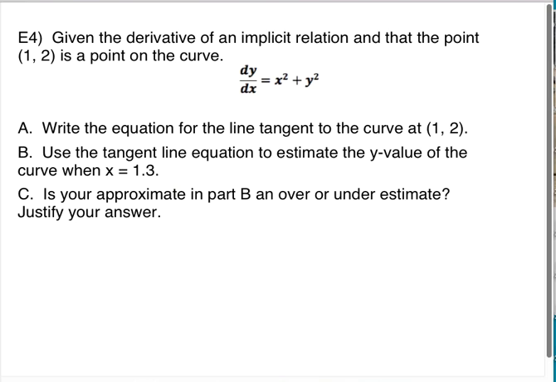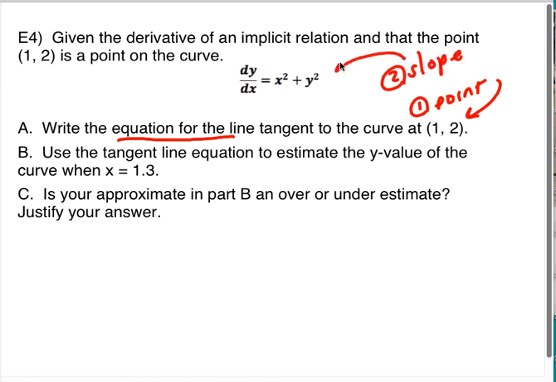All right, E4, and then we're going to do a P4, and that's it for Unit 5. So given the derivative of an implicit relation, so you're already given the derivative, and that the point (1, 2) is on the original curve, write the equation for the tangent line at (1, 2). Okay, so remember, for the equation of a tangent line, you need two things. Number one, you need a point, but they just gave it to you. Yay. Number two, you need a slope, which is going to be the derivative evaluated at that point.